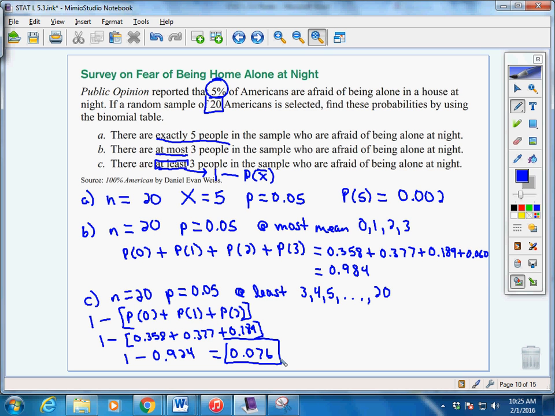So what is our probability of at least 3 people? 0.076. Okay, so it's not a real strong probability when only 5% of Americans are afraid to be alone, and we're taking 20 people, and we want at least 3. It's not really strong probability. Again, we could have found the probabilities of each of these individual pieces all the way up through 20 and added them together, or use the idea of a complement and the fact that our probabilities, successes and failures, have to add to 1. Since it says at least, well, let's take the probability of 0 people, 1 person, and 2 people, and then go 1 minus that.